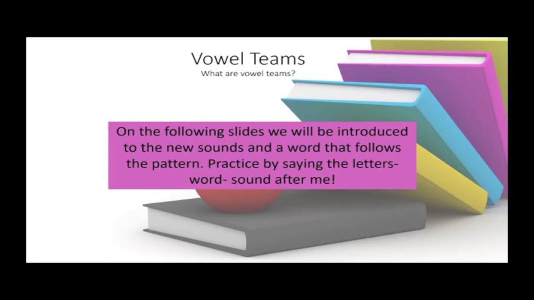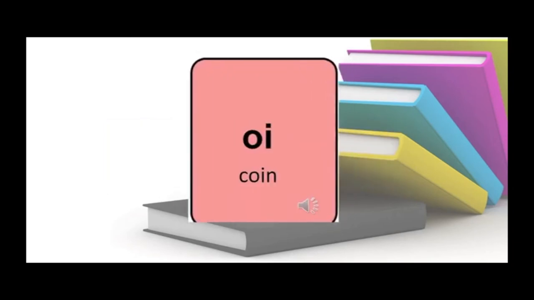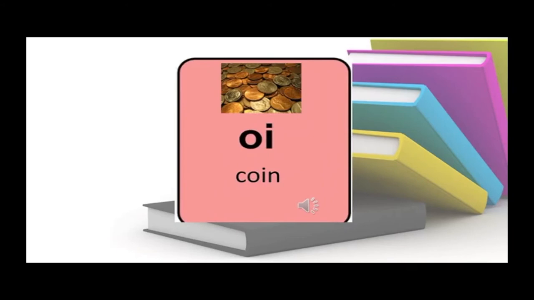On the following slides, we're going to be introduced to the new sounds and a word that follows the pattern. I want you to practice by saying the letter, word, sound after me that I say. Our first sound is O-I. O-I, coin, oi. In this word, coin, we are able to see that in the middle, we have that O.